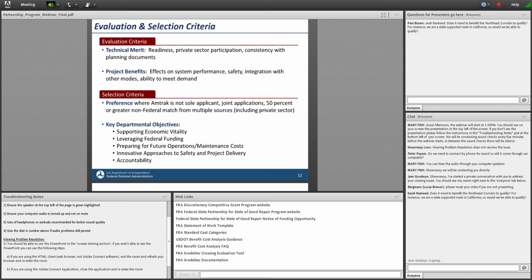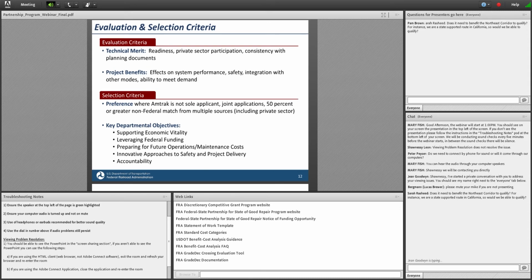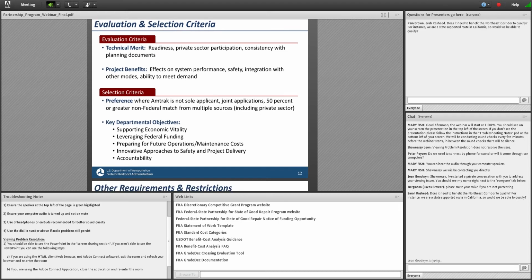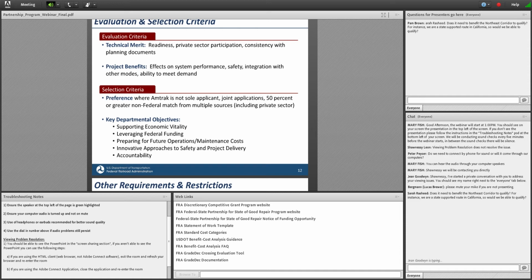We'll look to applicants' legal, financial, and technical capabilities to carry out the project. We'll look to see that they've completed pre-construction work that would demonstrate strong project readiness. And we'll also look to the consistency with planning documents, as mentioned before, on the qualified railroad assets. On project benefits, we'll be talking about the benefit cost analysis later in the presentation. We also have a focus on the features listed here, the effects on system performance, safety, integration with other travel modes, and the ability to meet current or future demand for intercity passenger rail services.